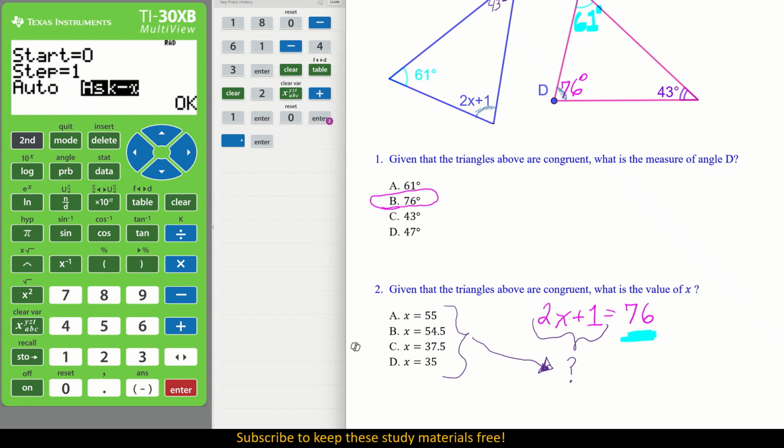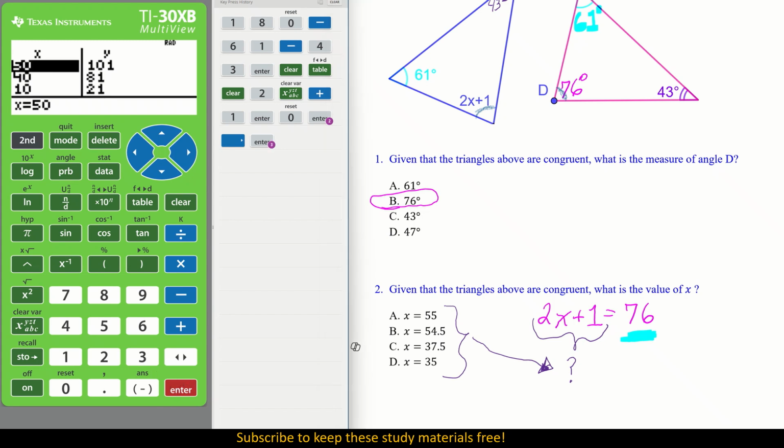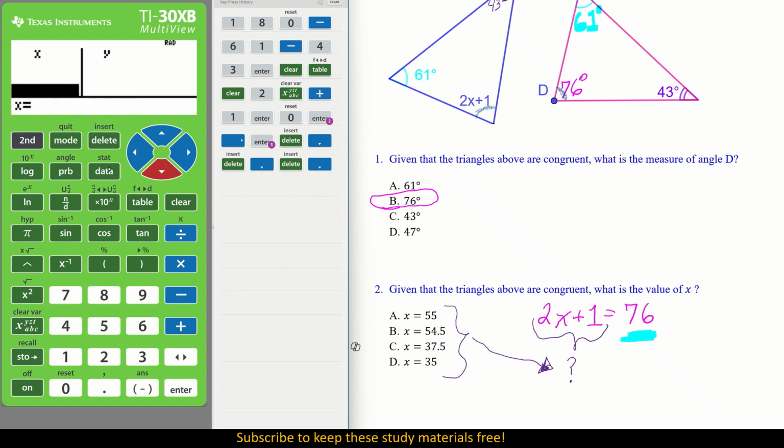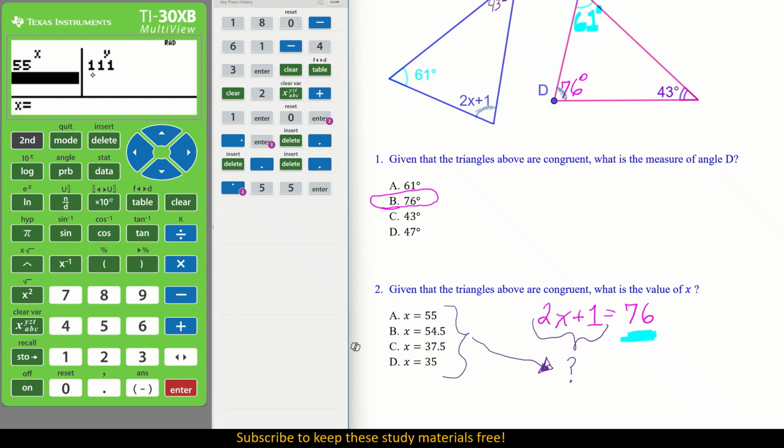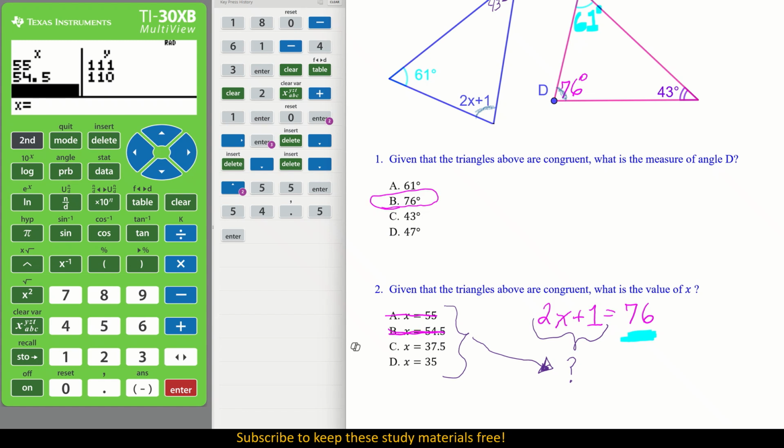So let me show you what I'm doing here. All right, so I've got ask. Let's enter again. Okay, now this is from a prior equation that we used, so delete all this out. You only have 3 lines, though, to work with. I'm going to go back up to the first one, and let's see what happens. So if X is 55, I'm doing A right now. Do we get 76? No. Mark it out. Okay, now let's try 54.5. Enter. No, it is not 76. Mark it out. Okay, now we're down to the third line.